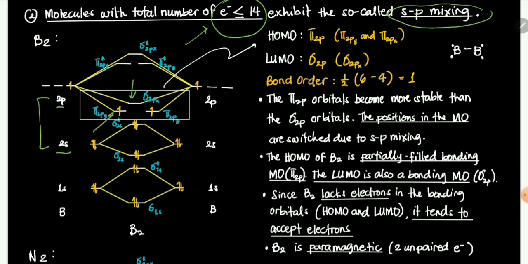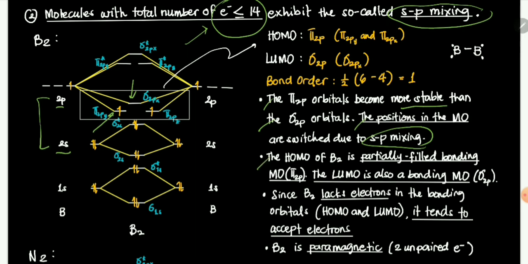So, nagpapalit sila ng energies or nagsuswitch sila ng energies. Okay? Mas nai-stabilize yung pi bonding kaysa sa sigma bonding. Okay? So, the pi 2p orbitals become more stable than the sigma 2p orbitals. The positions in the MO are switched due to sp mixing between the 2s and the 2p orbitals brought about by the low Z effective of the centers of your molecule.